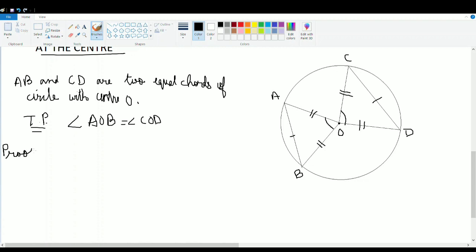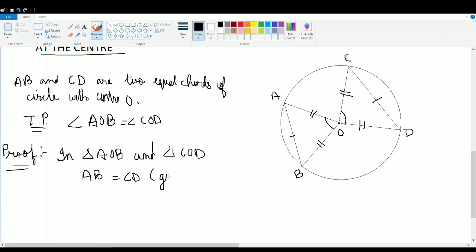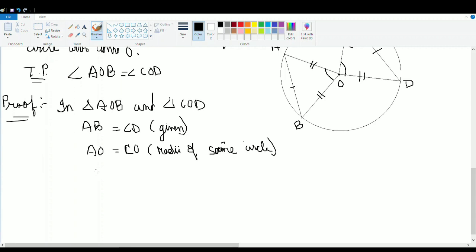In triangle AOB and in triangle COD. So it is given that AB is equal to CD. Why? Given. And AO is basically equal to CO, radii of a circle, radii of the same circle. The radii of a circle are equal. Next, it is given that BO is equal to DO.